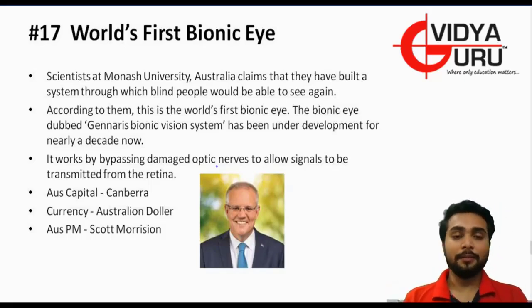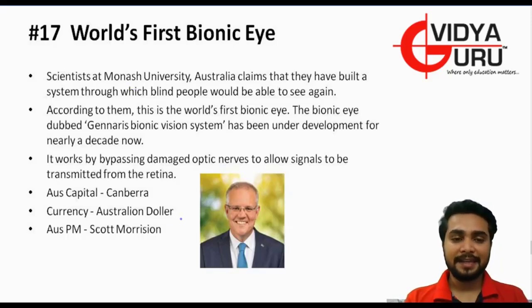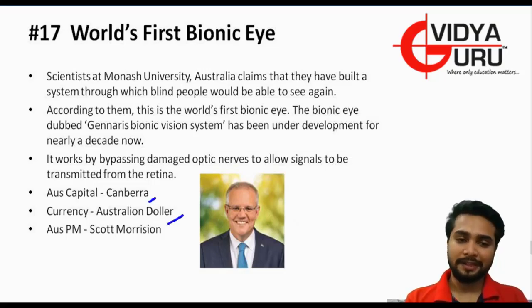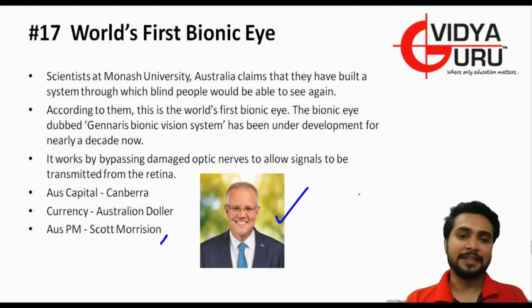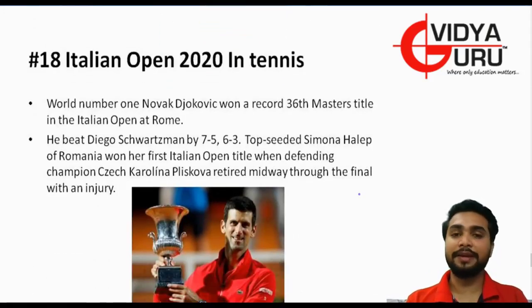So it is from Australia. The name of the university is Monash University, and the capital of the country is Canberra. Currency is the Australian dollar, and the PM of the country is Scott Morrison. He is Scott Morrison. Let's move on to the next question, which says Italian Open 2020 in tennis.